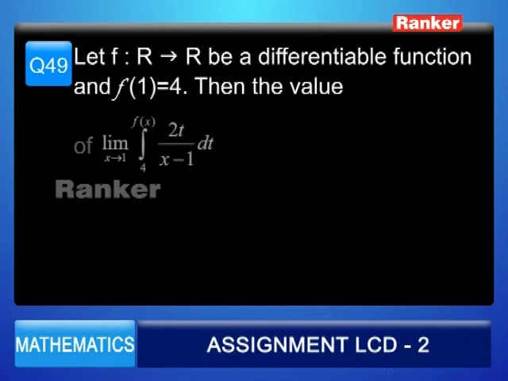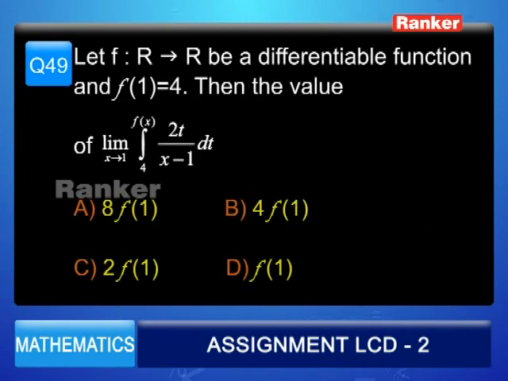Next question: let f map R to R be a differentiable function and f of 1 is equal to 4. Then evaluate the limit as x tends to 1 of the integral from 4 to f of x of 2t dt, divided by x minus 1.